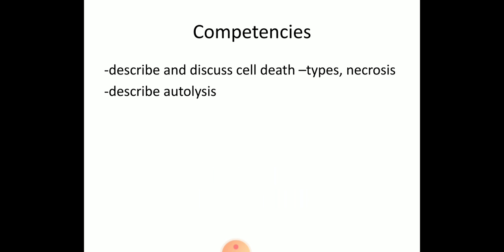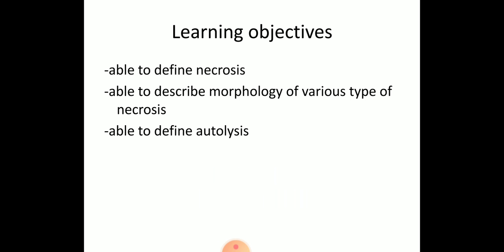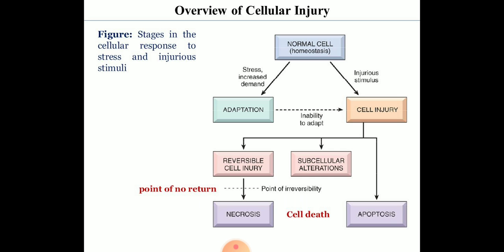Today's competencies are to describe and discuss cell death and its types, particularly focusing on necrosis, and to describe autolysis. The learning objectives are: at the end of the lecture, you should be able to define necrosis, describe the morphology of various types of necrosis, and define autolysis.